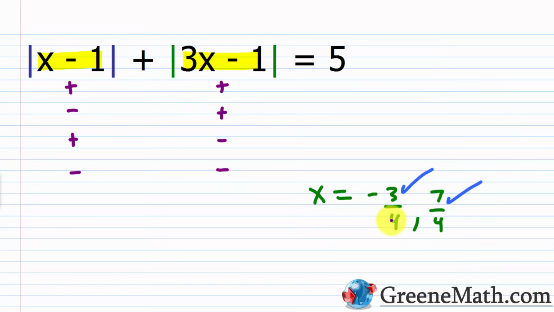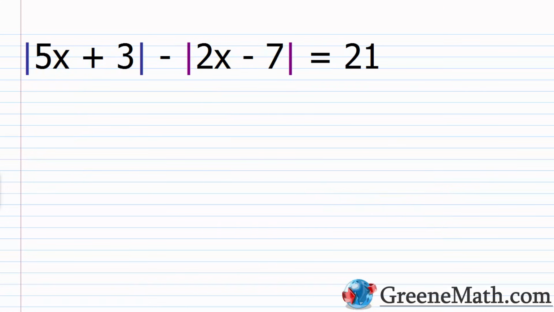And with our method, we really don't need to check. We just need to verify that our solution lies in the interval that we've created, and then we're basically good to go, okay? So once more, the solution here is that x equals negative 3/4 or 7/4. All right, let's go ahead and take a look at another one of these.